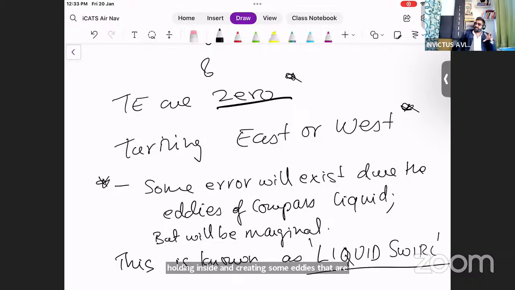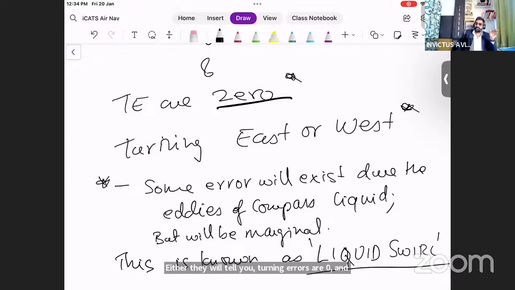Some deflection will be there, but it's residual and negligible. So there are two types of statements in the exam questions to understand this. Either they will tell you turning errors are 0 at east or west. Mark the correct statement, okay?